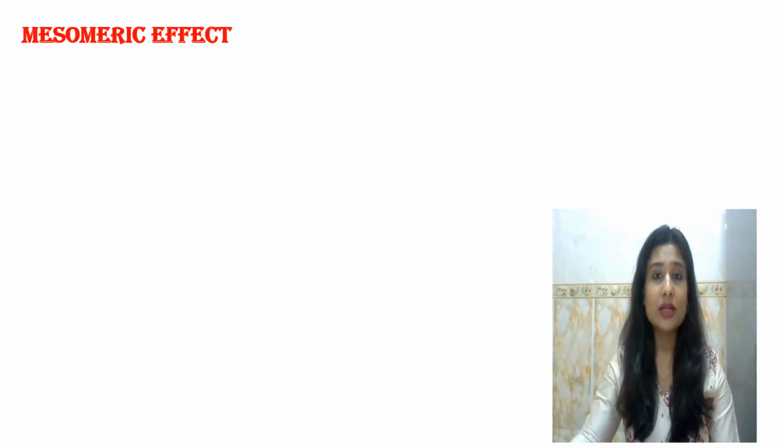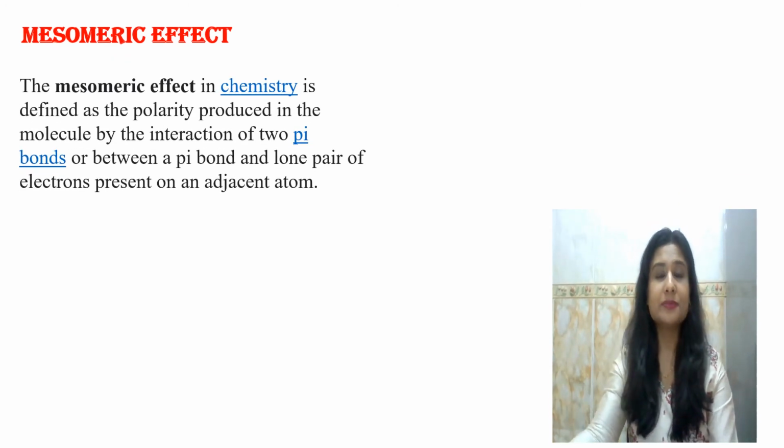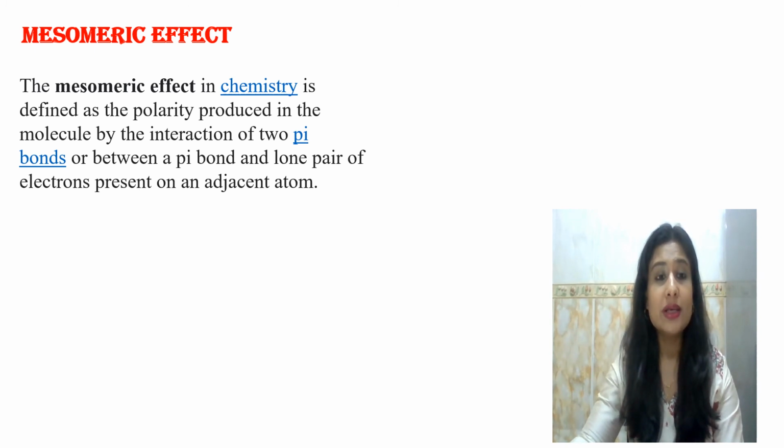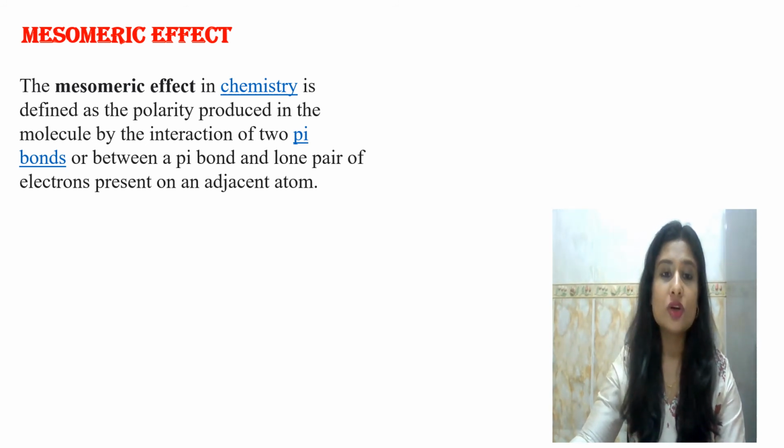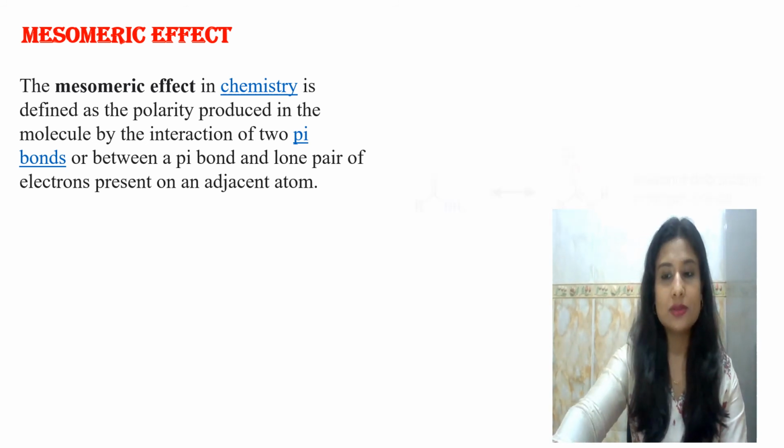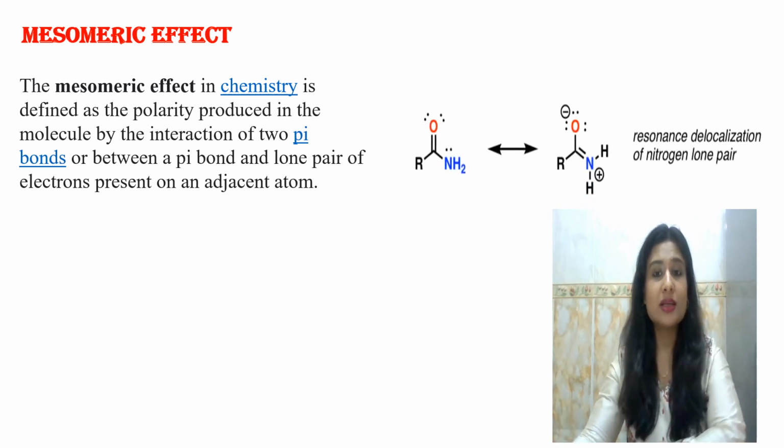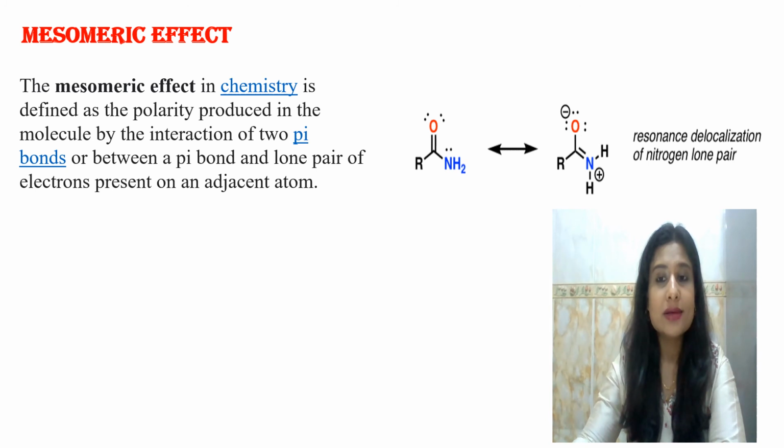Next, we have the mesomeric effect. Now, what is a mesomeric effect? The mesomeric effect in chemistry is defined as the polarity produced in the molecule by the interaction of two pi bonds or between a pi bond and the lone pair of electrons present on adjacent atoms. This is called the mesomeric effect. It is also called the resonance effect. You see here the amide group that is present is causing the mesomeric effect. It has lone pairs, and the lone pairs and the double bonds are in resonance, or in conjugation with each other.